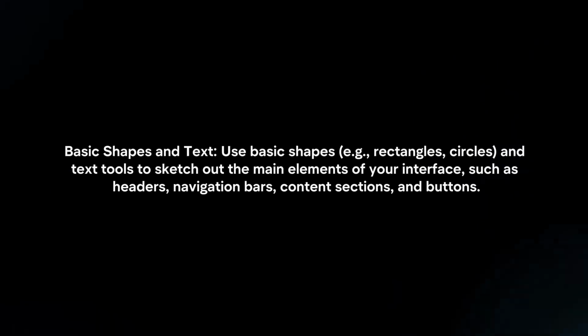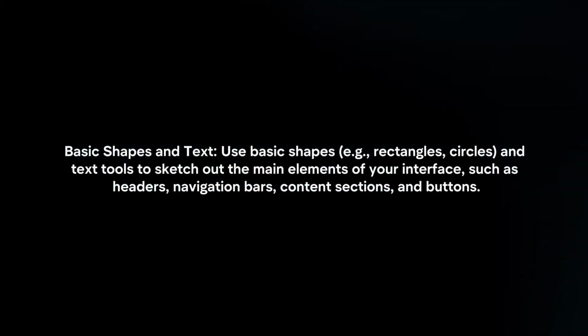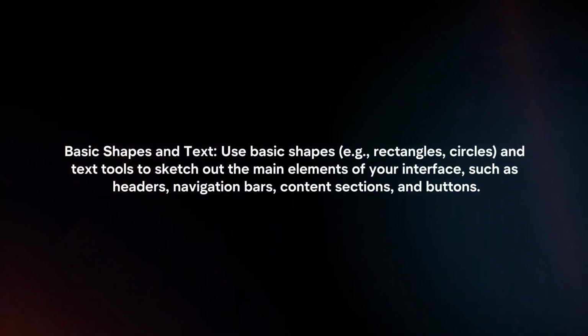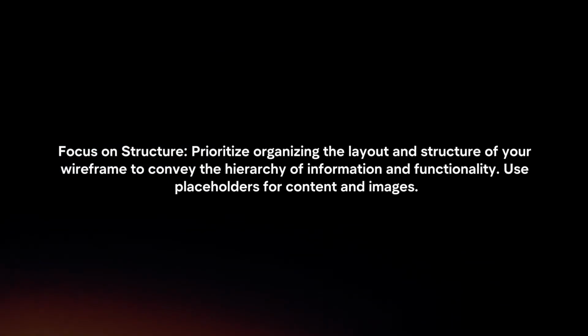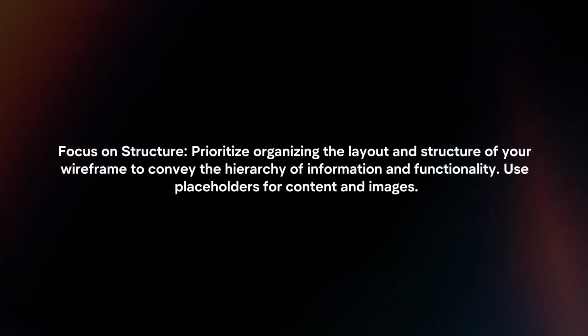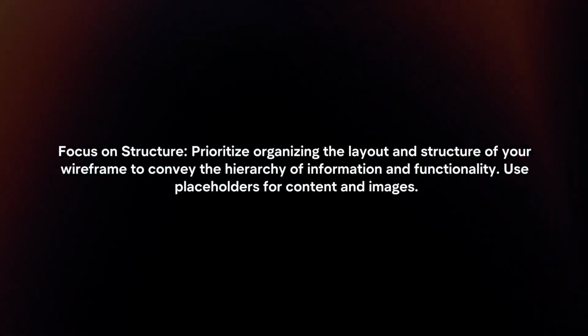Basic shapes and text. Use basic shapes and text tools to sketch out the main elements of your interface, such as headers, navigation bars, content sections, and buttons. Focus on structure. Prioritize organizing the layout and structure of your wireframe to convey the hierarchy of information and functionality. Use placeholders for content and images.